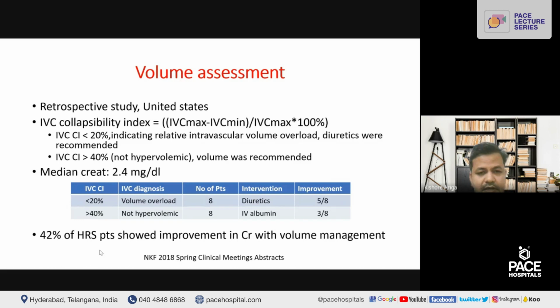So, this is very important, especially in relation to management of the patients, because this can prevent respiratory complications also if we find volume overload in these patients, and we can prevent unnecessary interventions or unnecessary drugs.